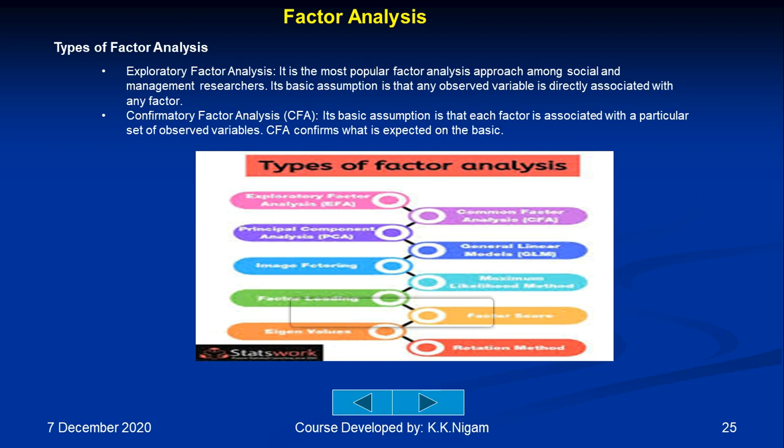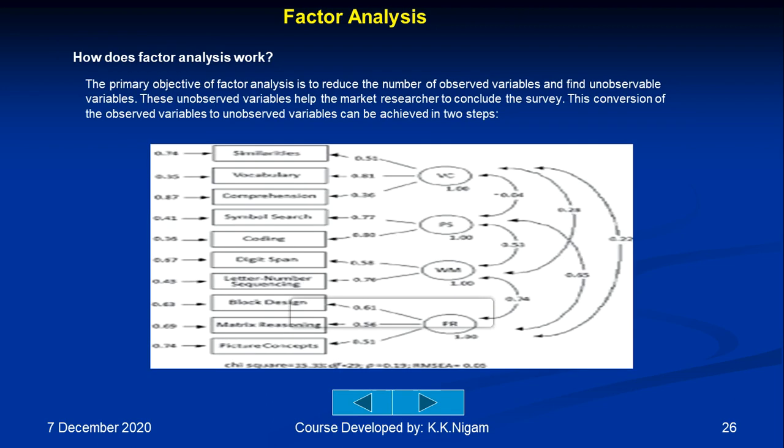Types of factor analysis. Exploratory factor analysis. It is the most popular factor analysis approach among social and management researchers. Its basic assumption is that any observed variable is directly associated with any factor. Confirmatory factor analysis. Its basic assumption is that each factor is associated with a particular set of observed variables. CFA confirms what is expected on the basis.